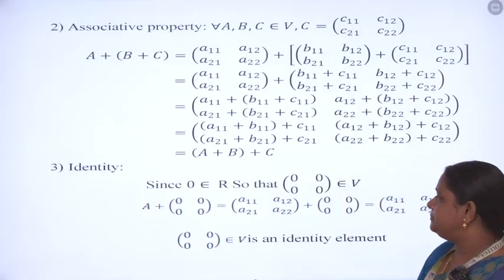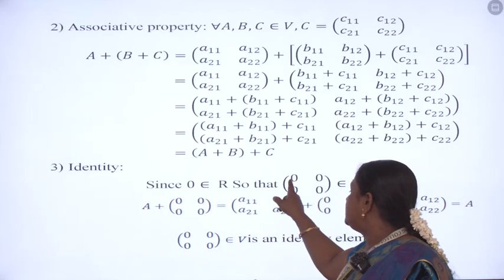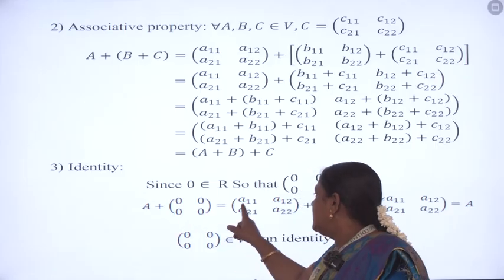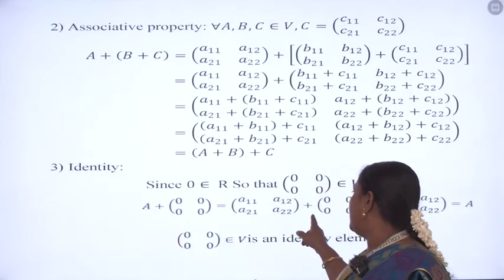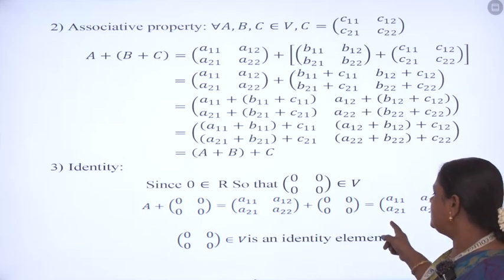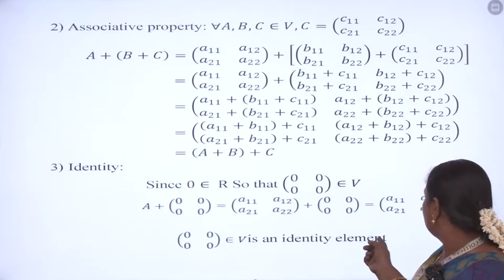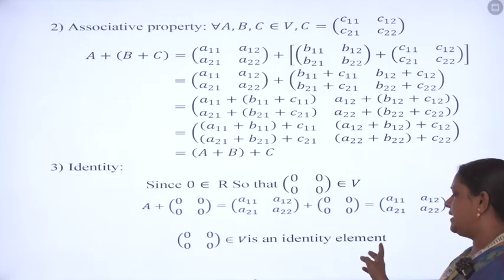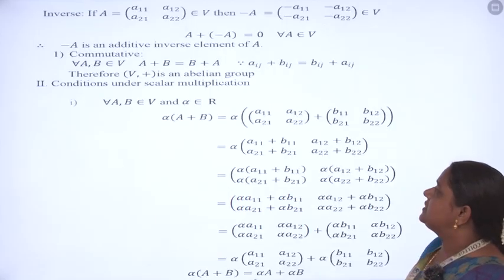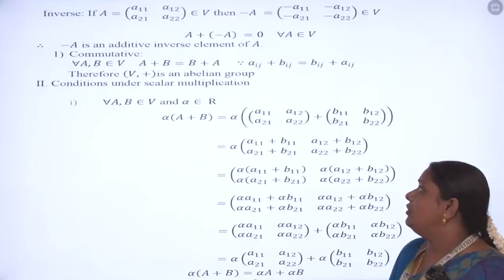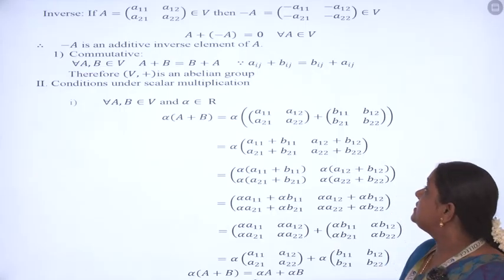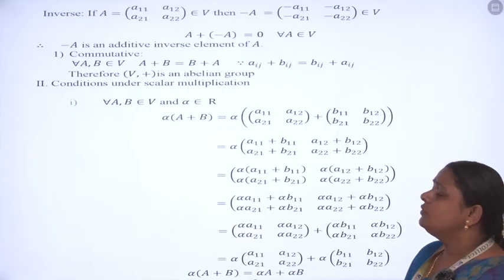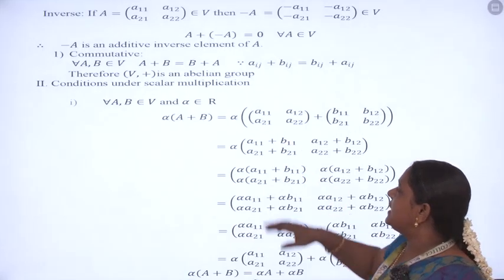Then third one is identity. Here 0 belongs to R, so that the zero matrix [0, 0; 0, 0] belongs to V. Add with the matrix A, we get [a11, a12; a21, a22] plus the zero matrix. When you add these two, we get [a11, a12; a21, a22] equal to A. Here the zero matrix belongs to V and is the identity element. Then inverse. If A is equal to [a11, a12; a21, a22], then minus A equal to [minus a11, minus a12; minus a21, minus a22] belongs to V. Therefore, minus A is the additive inverse element of A.